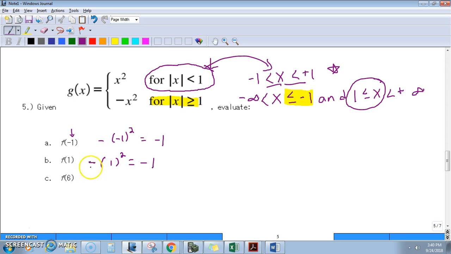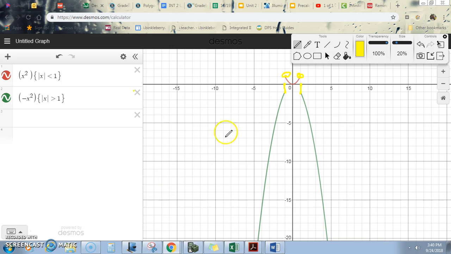All right, and f of 6, if I put 6 in, it's still going to be here. None of these, the only way we would use this first one is if we had a number in between -1 and +1, but not equal to -1 or +1. So then this would be -6 squared, or I could put that on the outside, it doesn't matter, it's still the order of operations. So we're going to get -36, let's take a look.